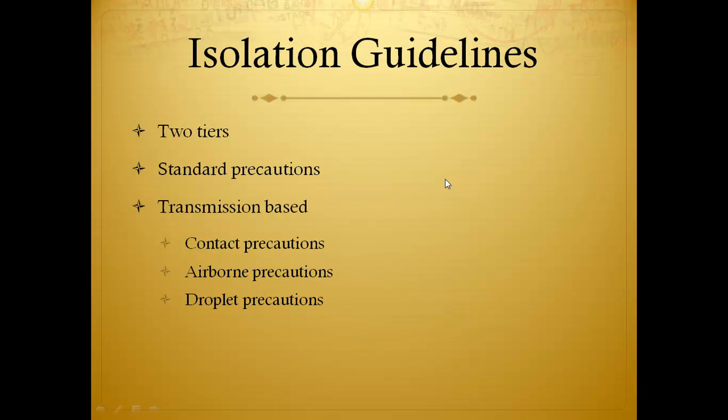So what about isolation guidelines? There are two tiers. We talked about this some in patient care skills. There are standard precautions, again, those things that we do with every single patient, that include washing our hands, checking the patient's ID badge, and noticing anything else that's posted. Then transmission-based, these are the ones that will be specific to individual patients based on what's going on. We have three of these that we'll talk about a little bit more: contact, airborne, and droplet.